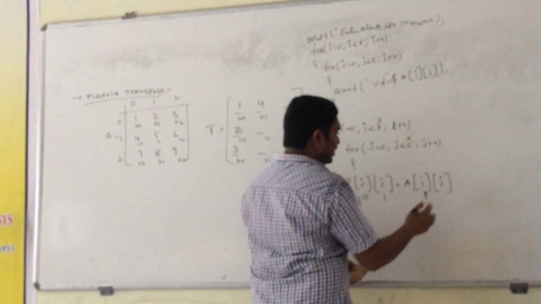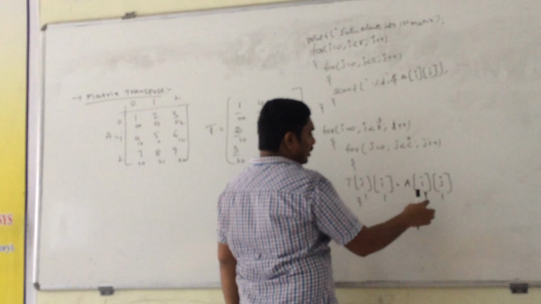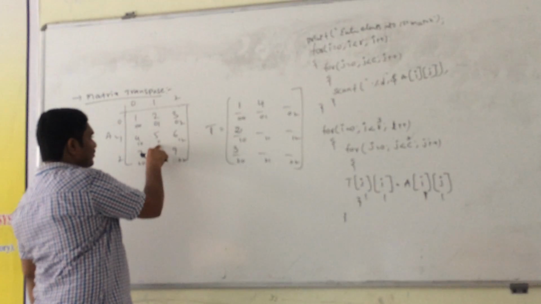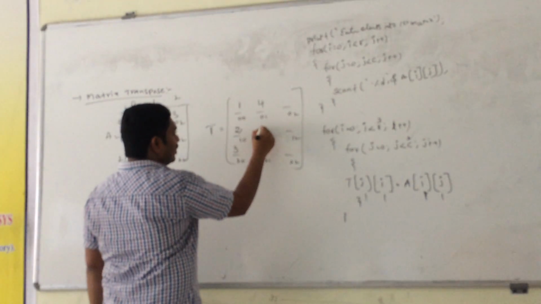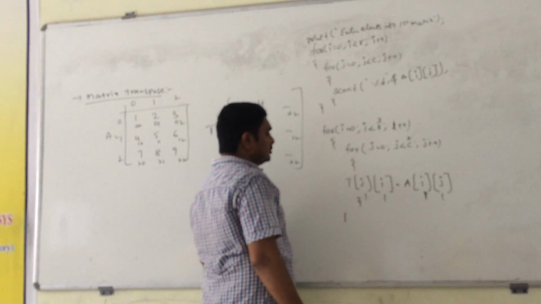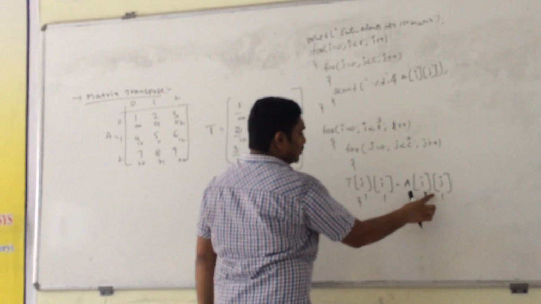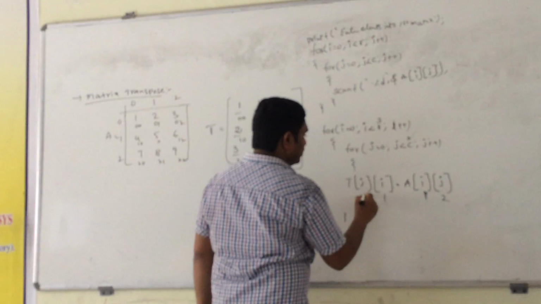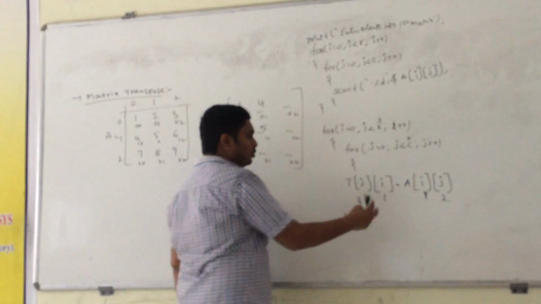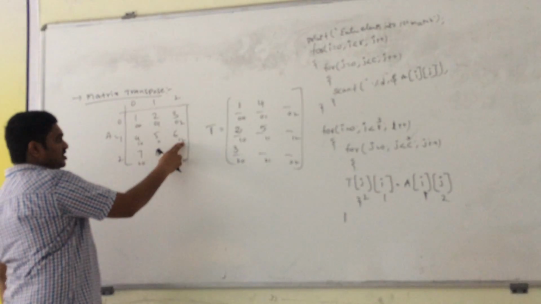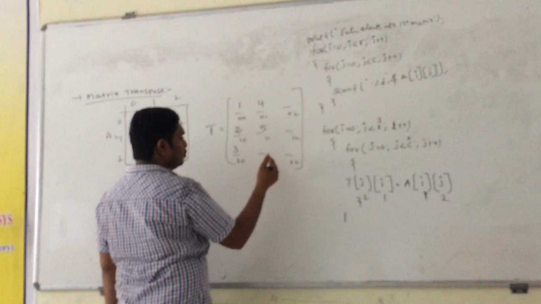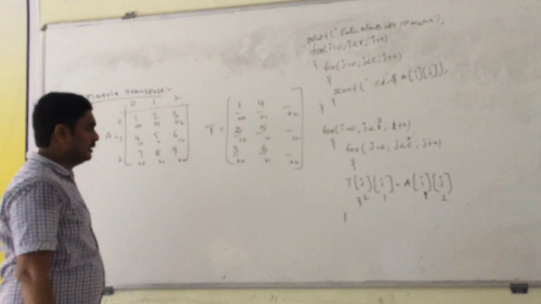Here i value 1, j value also 1. So the 1, 1 element in A is stored in T at the position 1, 1. The 1, 1 element is 5, it is stored in T at position 1, 1. After the end of the loop, the j value is incremented, j will become 2, 2 less than 3, condition true. So j 2, i 1. The element at 1, 2 position in A is 6, stored in T at position 2, 1. So the 6 is stored here.